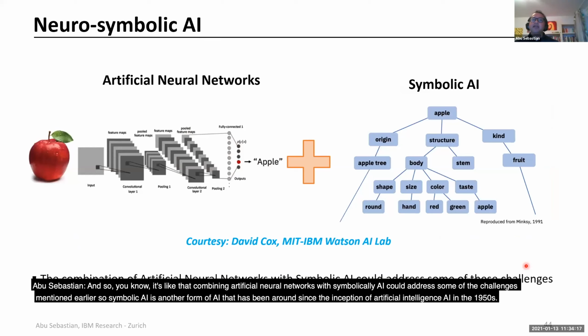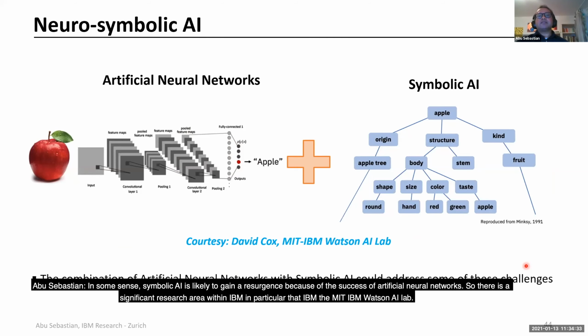It's likely that combining artificial neural networks with symbolic AI could address some of the challenges mentioned earlier. Symbolic AI was another form of AI that has been around since the inception of artificial intelligence in the 1950s. In some sense, symbolic AI is likely to gain a resurgence because of the success of artificial neural networks. So there is a significant research area within IBM, in particular the MIT IBM Watson AI lab, to look at this problem. I just want to point out some of the severe shortcomings of artificial neural networks and how people are trying to address them through different algorithmic means.